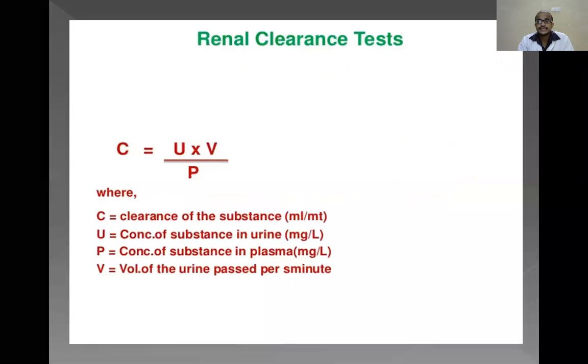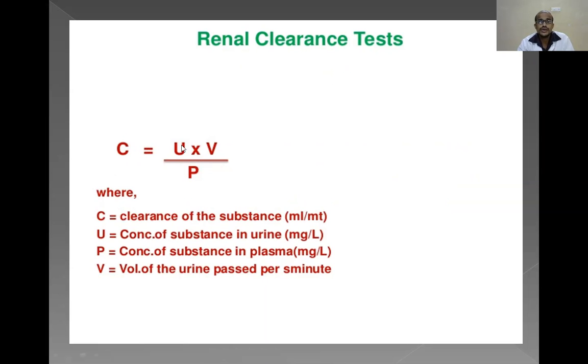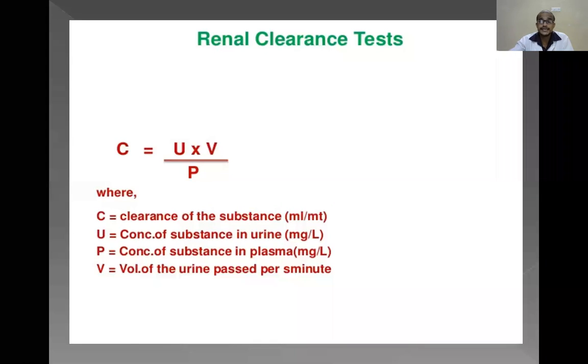So these clearance tests are estimated by a formula, that is C = U × V / P, where C is clearance of the substance, U is concentration of the substance in urine, P is concentration of the substance in plasma, and V is volume of urine passed per minute. Okay, so this is the calculation of clearance, which in turn helps in estimation of glomerular function of the kidney.